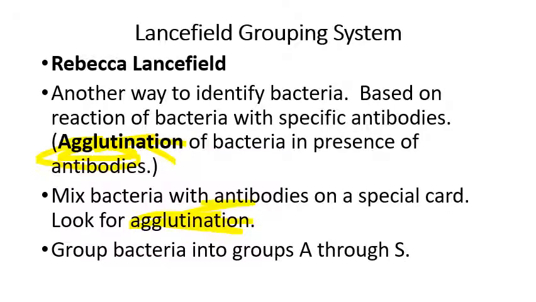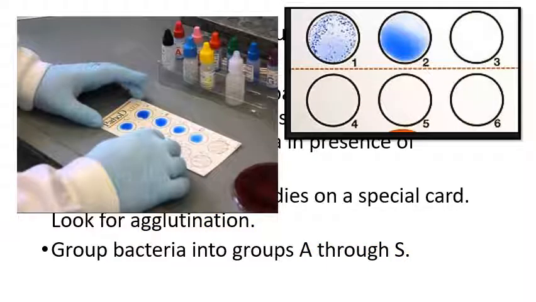And then you put the bacteria into groups, and the groups are labeled A through S, right? So remember this, you must know this, that Streptococcus pyogenes is a Lancefield group A microbe. So here's the little kit that you get if you buy the Lancefield kit.